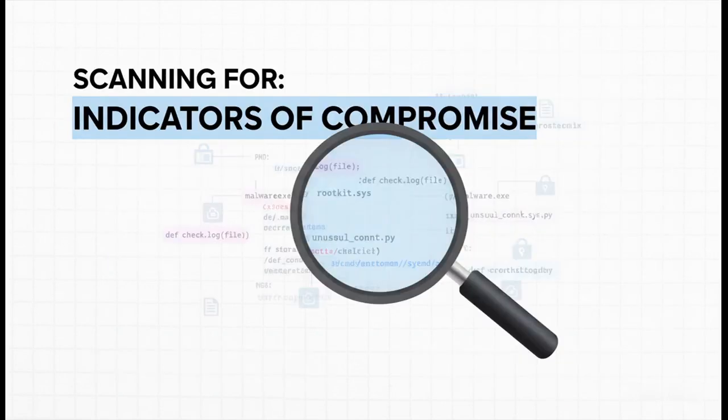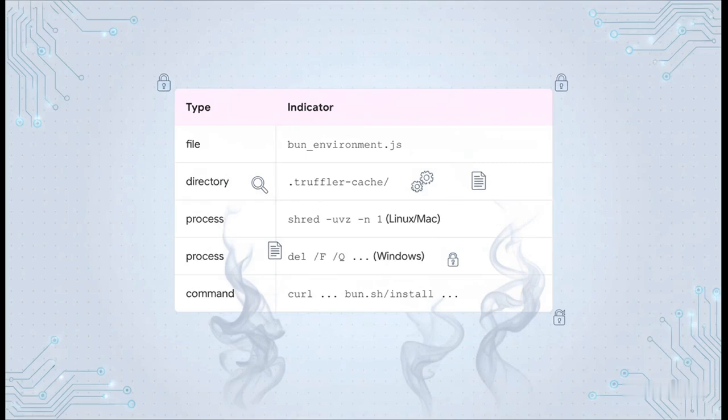So how can you spot this intruder on your own system? Researchers have identified a few key signs. You'll want to look for specific files, certain processes, and any suspicious commands during an install.